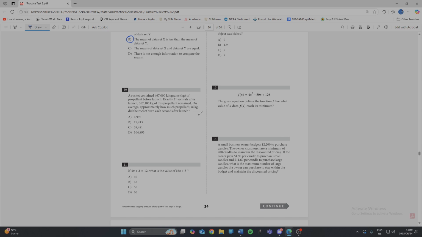So 467,000 minus 362,105 is equal to 104,895. But then it also asks for the average, so for each second. So we would have to divide that by 21, which gives us 4,995, which is the average used in each second after launch. So A would be the answer here.